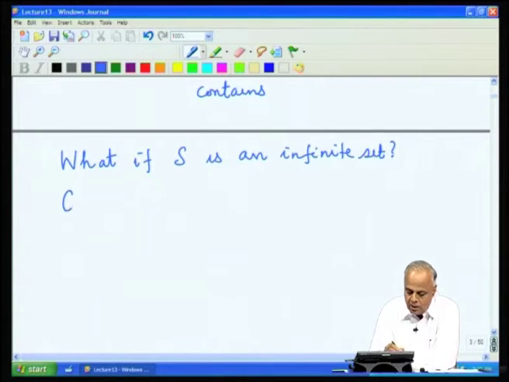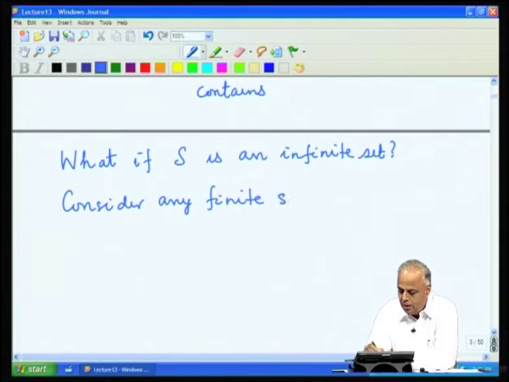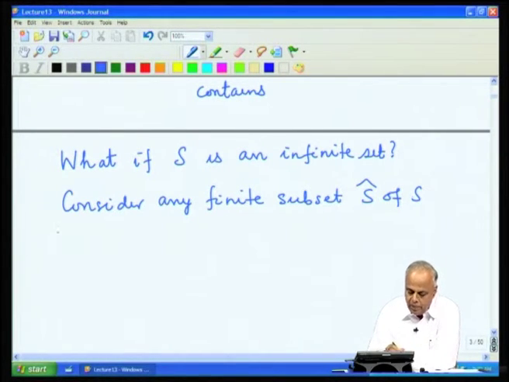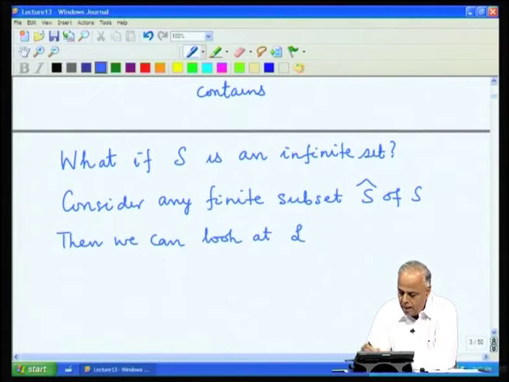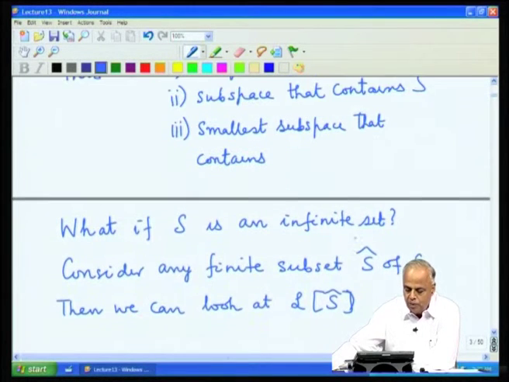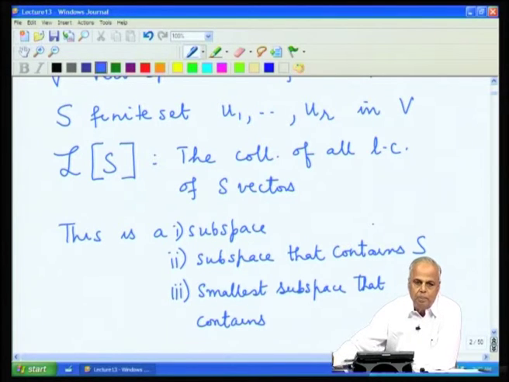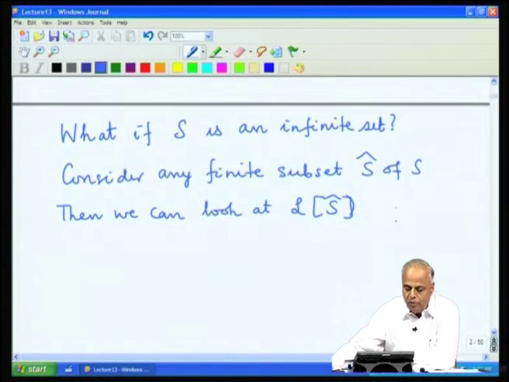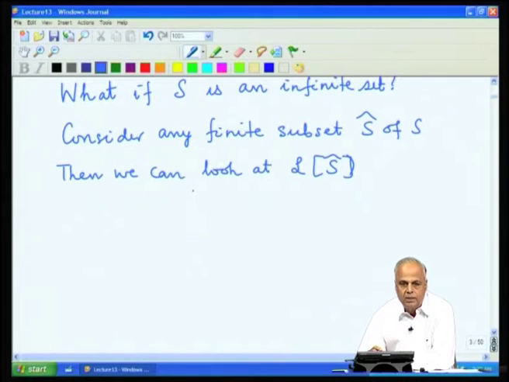So, given a set S, consider any finite subset of S, let us say S hat. Then we can look at L(S hat), which is the subspace spanned by S hat, which is the collection of all linear combinations of the set S hat, because we have already seen above that the moment you are given a finite set S, we can talk about L(S) as the collection of all finite linear combinations. So, given an infinite set S, we look at one particular finite subset and we can talk about the subspace spanned by S hat.